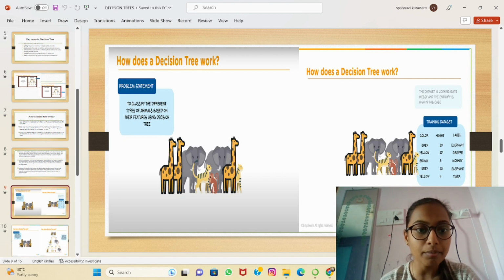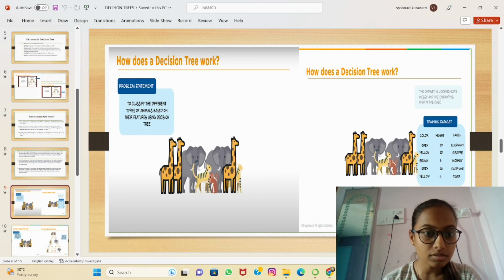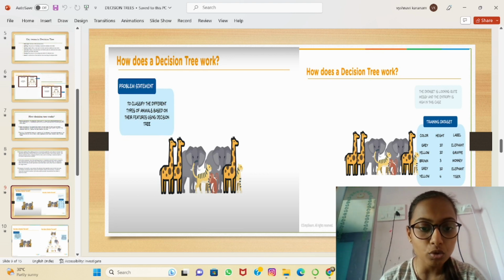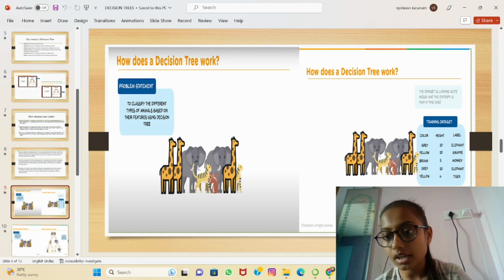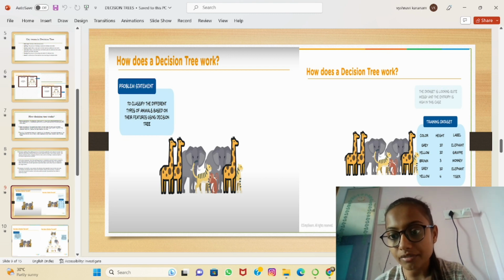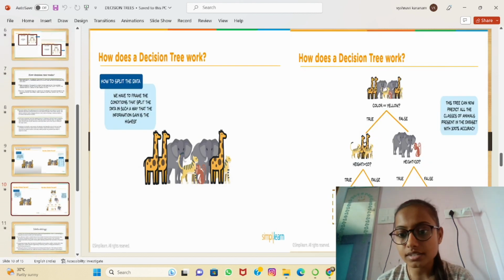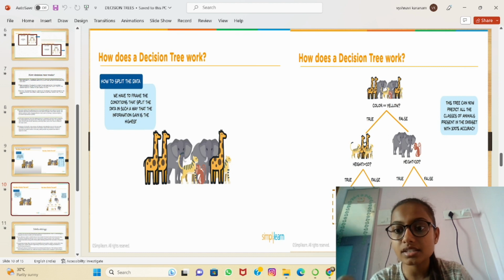Here I have taken an example from a Google page. The problem statement is, from this group of animals, we have to classify them categorically. Like, we have to put all giraffes together, and all elephants and monkeys together. Here we are going to train the data set, and how we are going to do it is, first, as we can see, yellow is a bright color, and we can differentiate, no? So we'll take yellow, and next we are going to categorize. As you can see, color equals yellow. If color equals yellow, we are going to categorize, and if not, we are going to categorize as others.